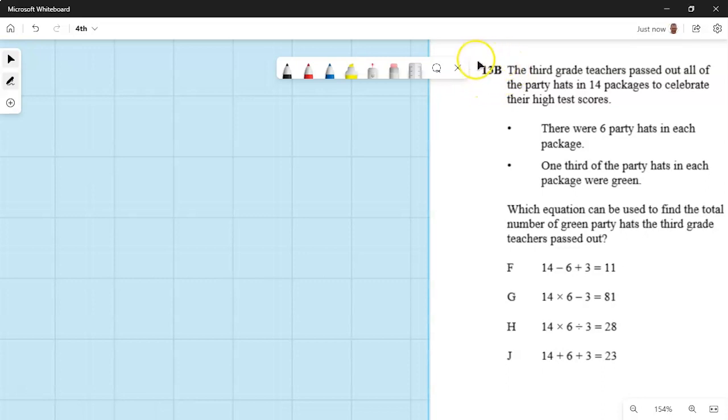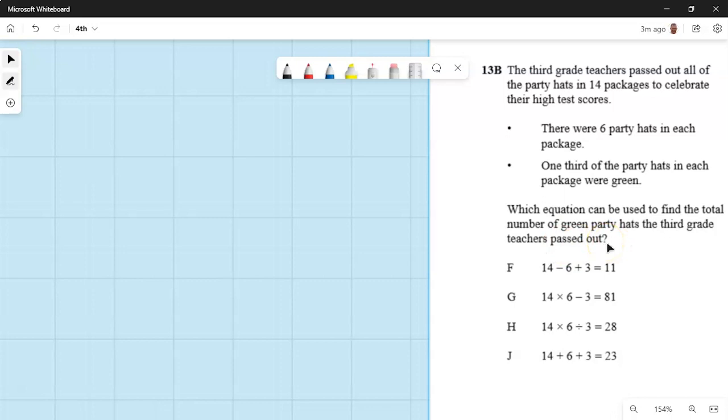Now we're going to look at problem 13B. Follow along as I read. The third grade teacher passed out all the party hats in 4 packages to celebrate their high test scores. There were 6 party hats in each package. 1/3 of the party hats in each package were green. Which equation can be used to find the total number of green party hats the third grade teacher passed out?